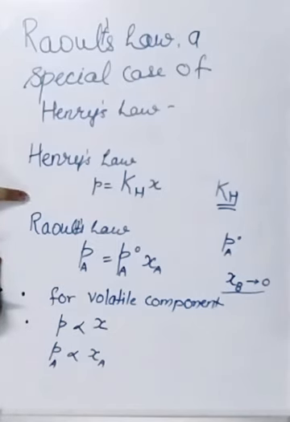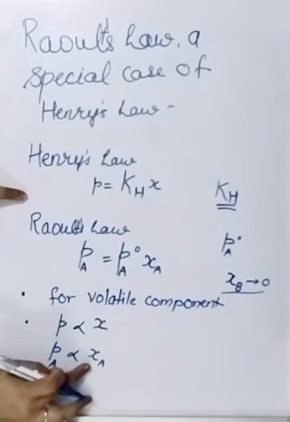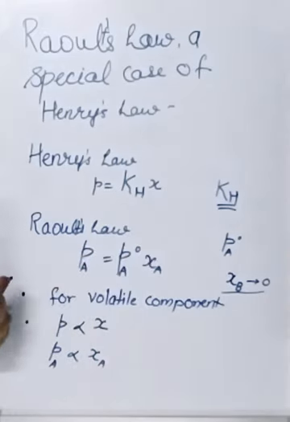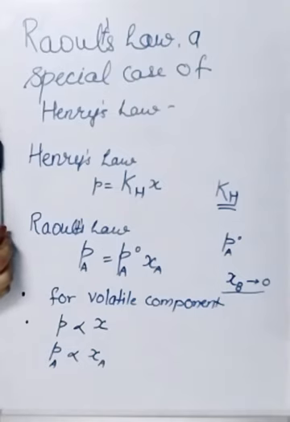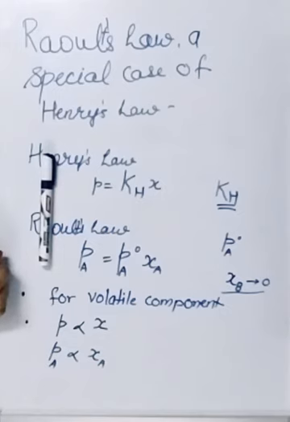Both have the similarity that both work for volatile components. In both cases, the partial pressure of the volatile component is directly proportional to mole fraction. The only difference is the constant. Both the laws work together if solutions are dilute. So in special conditions, both the laws can work together. This is all. We'll be studying ideal and non-ideal solutions in our next class.